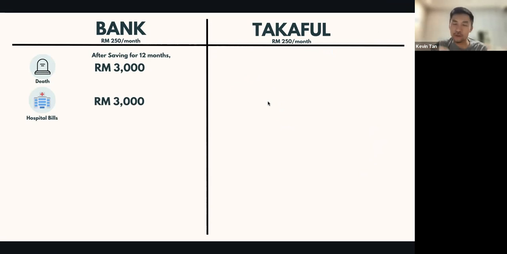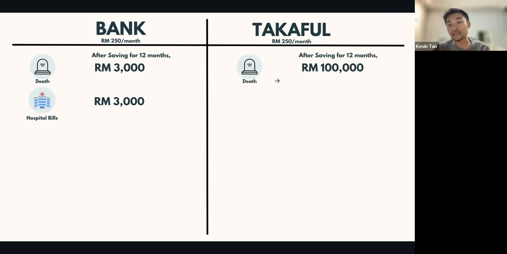Assuming the same scenario, you save 250 in Takaful, but this time round, if death were to happen, yeah, agree with me, like death, everybody dies, early than we expect or later than we expect only. But let's say if death were to happen, your family member comes to Takaful, he or she can actually get 100,000 instead of 3,000 in savings.